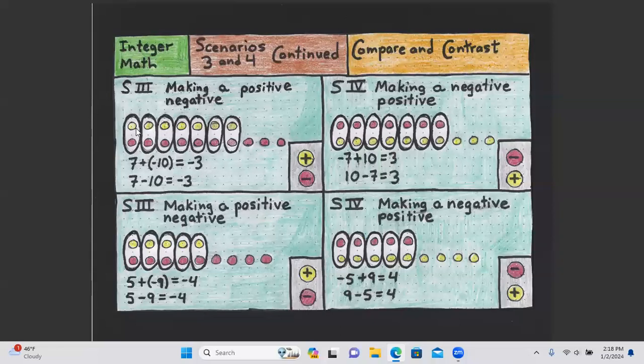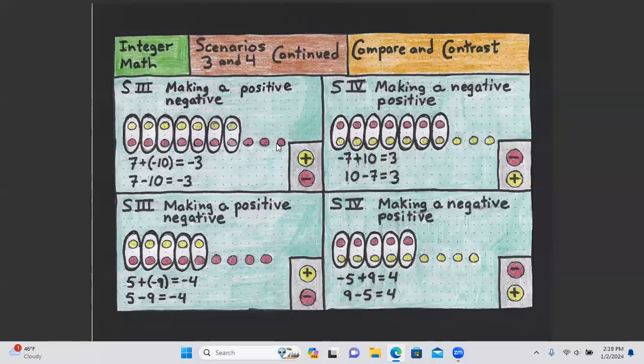In this example, we have 7 positive counters as illustrated by the yellow positive ones, and we have 10 negative counters as illustrated by the red negative sign right here. With that in mind, what we've just done is spend more money than what we had. This is the case of credit card debt. Let's say you have $7 right here, but you found yourself at the mall and you spent $10.